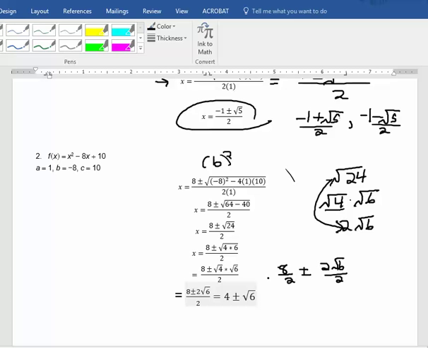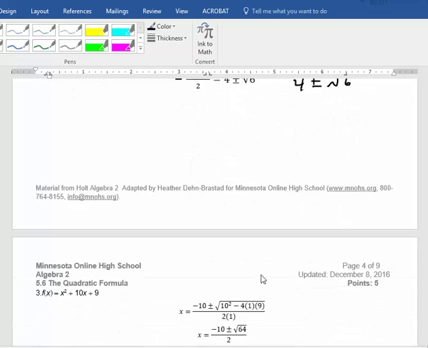8 over 2 is 4. 2 over 2 simplifies to 1, so that's just the square root of 6. Notice that the square root of 6 does not get divided by 2. Just the number in front can be divided by 2. So your answer is either written like this, or you could write 4 plus square root of 6 and 4 minus square root of 6.